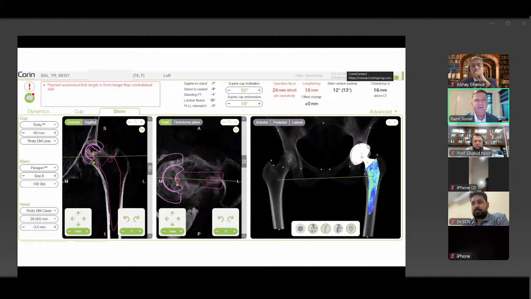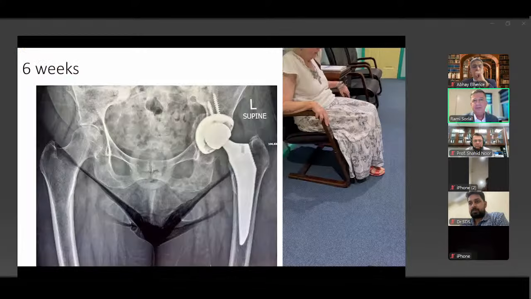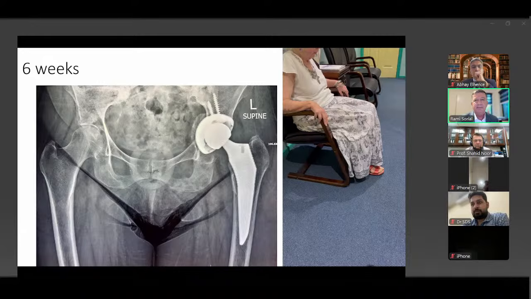We execute this using the technique. This is a cup going in. It's a cup with a high profile, 2 screws in place. I keep her on crutches for a period of 6 weeks. We bone graft medially. At 6 weeks, she comes to see me.